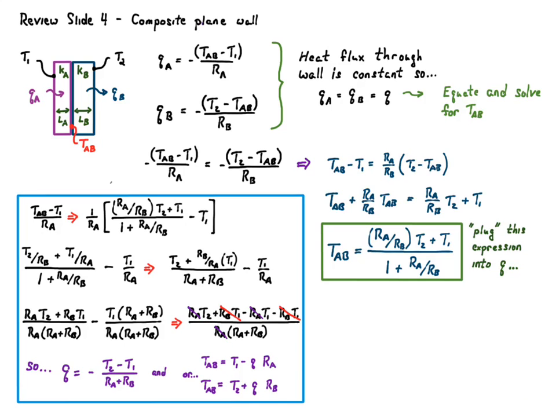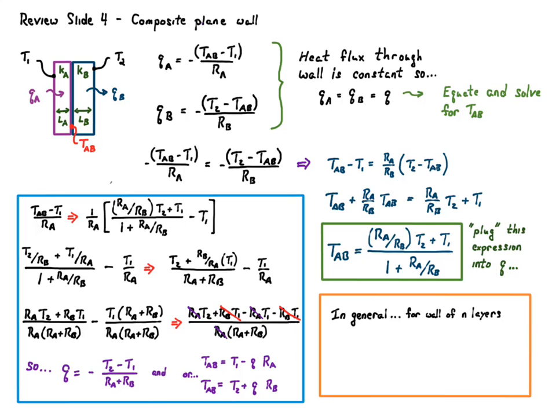And in general, for a wall of n layers, we have this expression. So again, it's just Fourier's law, written in terms of the sum of the total thermal resistances. Now to note, if you go into your textbook, a lot of times you'll see that the negative sign has been propagated through to give this expression.